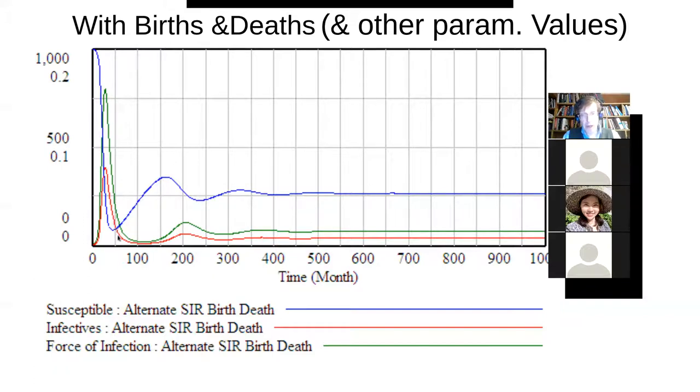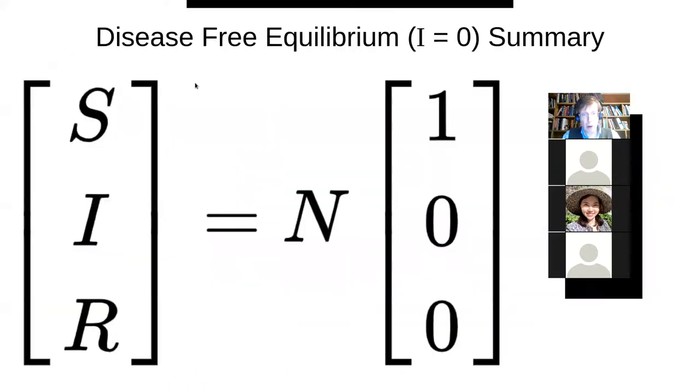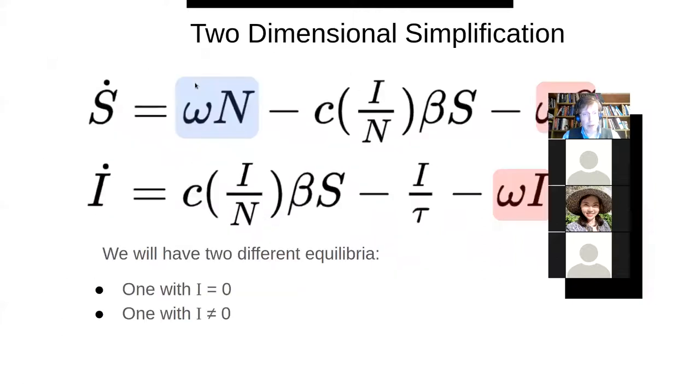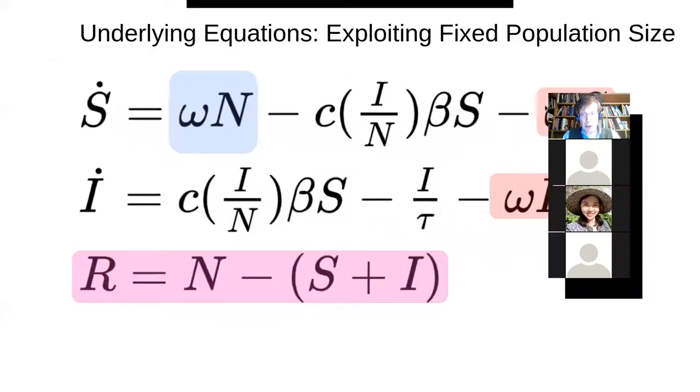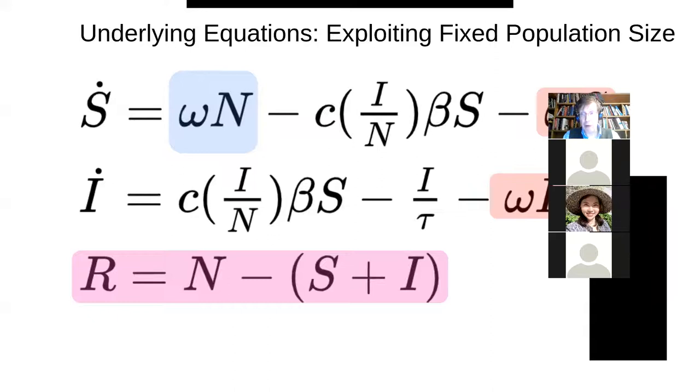But the difference is now, as was the case with the circulating population, you get a resurgence of susceptibles. In this model with births and deaths, where we have people leaving the population due to death, that's what this omega fraction is, and then we have people coming in, and we're going to say at the same rate, just to keep the analysis simple.